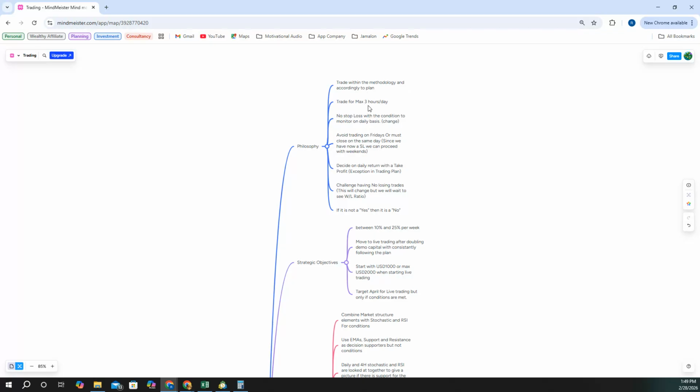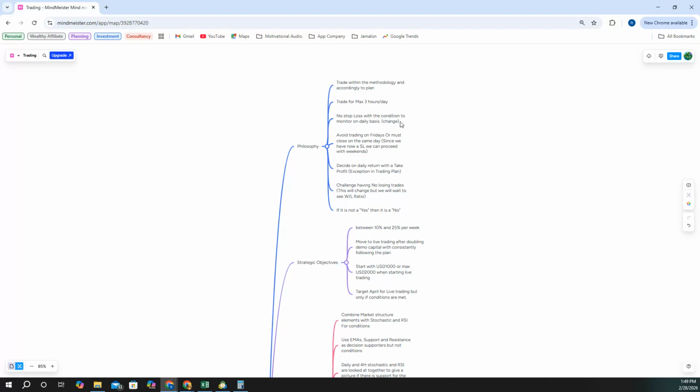Trade for maximum 3 hours a day. This is now under scrutiny. I used to trade for 1.5 hours, maximum 3 hours if there were a lot of updates. But now, actually, the normal trading day is taking between 2.5 to 3 hours, and this is under testing now. This part of the philosophy is being challenged, and we need to monitor that closely.